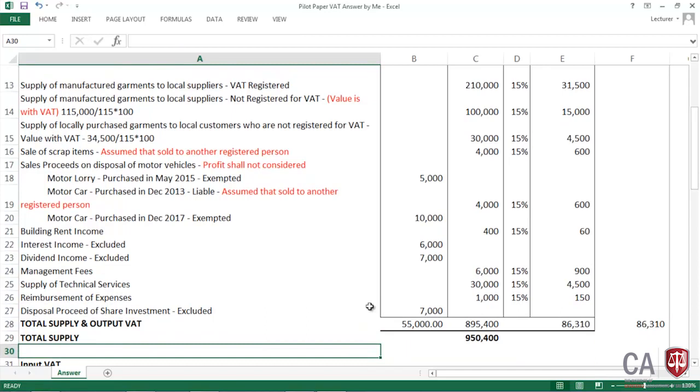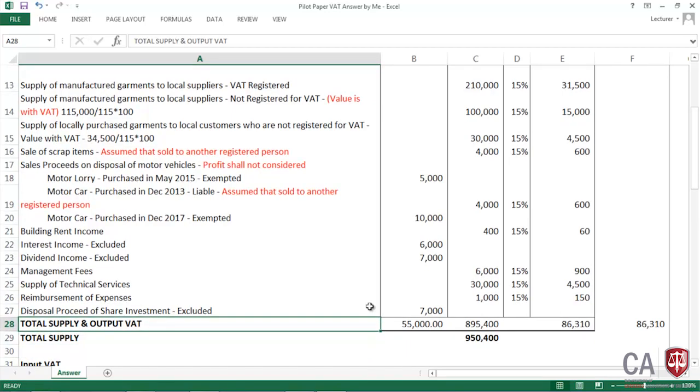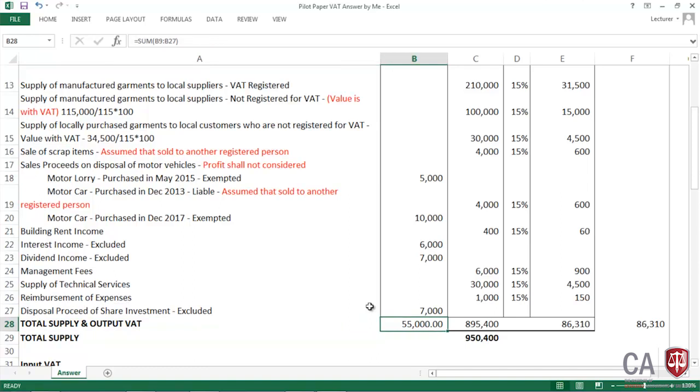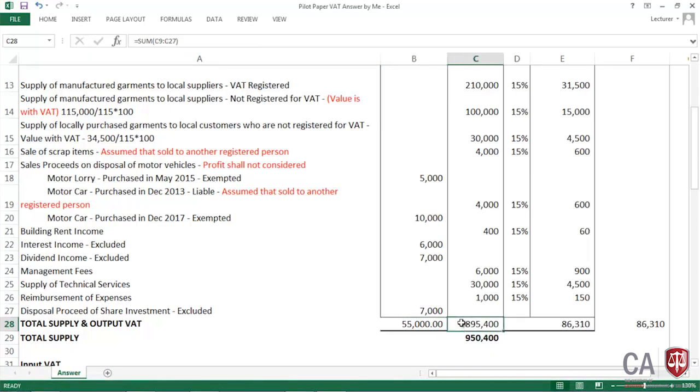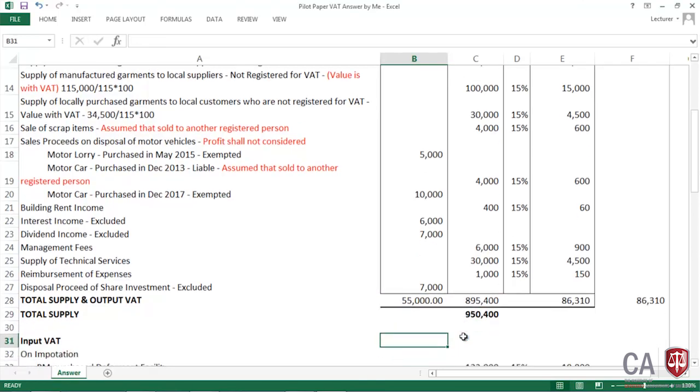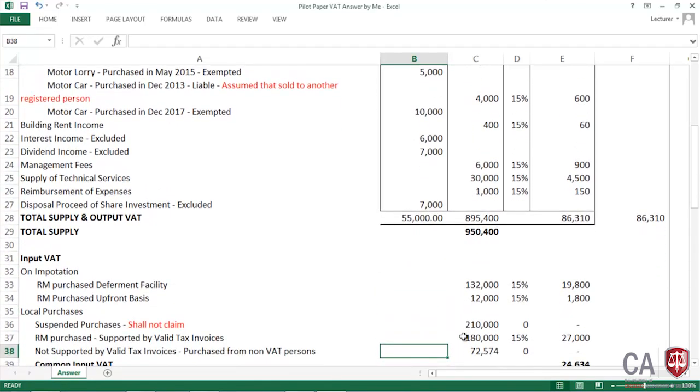Now please see this in the total supply and output VAT. I have taken the total of this, which is exempted and excluded. Then this is the liable supply and this is the output, but I have taken the output value separately. Now the total supply is the total of exempted supplies, excluded supplies and the taxable supply. This is the first part, that means the supply part.